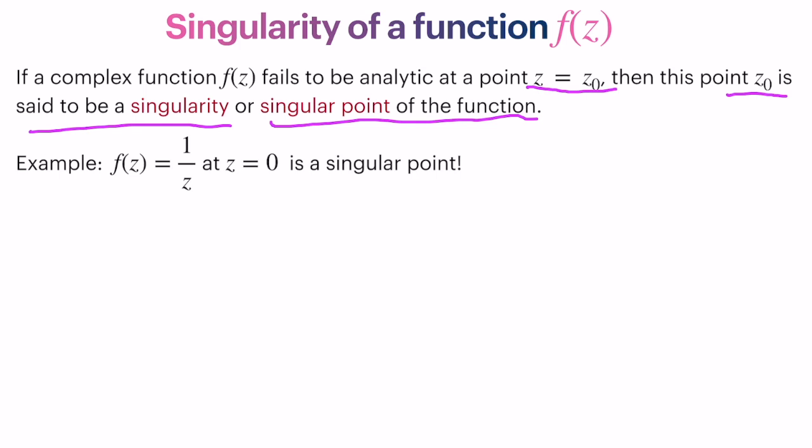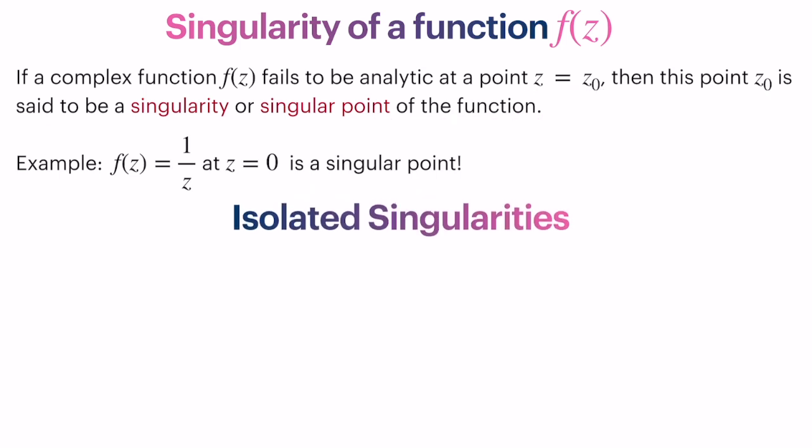Now from this definition, it is not necessary for the function to blow up to be a singularity. It just should not be analytic. It will not satisfy the Cauchy-Riemann condition. That's all it says. But often we encounter this 1 by z kind of thing, which is a singular point. Now comes a type of singularity called the isolated singularity.